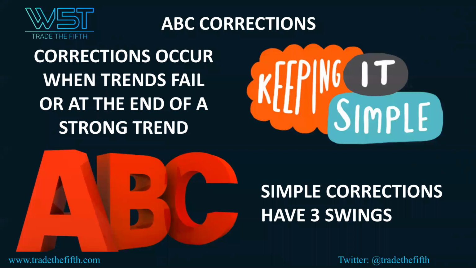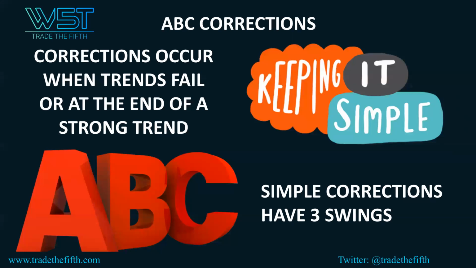So corrections occur when the trends fail or at the end of a strong trend. So you've had a 1, 2, 3, 4, 5. It's hit an all-time high. There's no real want in the market to push it any higher, so you get that correction phase. And that's when you get that ABC correction. And we can measure that correction, okay? And the idea is, if we can measure that correction and almost predict the end of that C wave, we can actually then make a decision to get in the trade again or to do a counter trend trade.